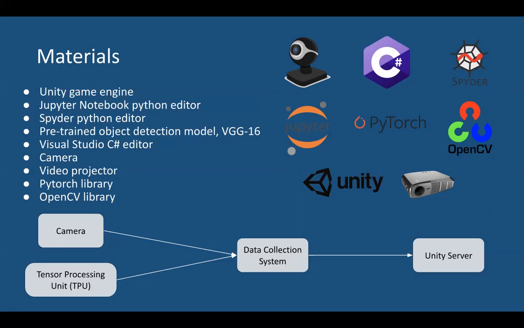For the camera, it will view the object, virtual scene, and the child. Then the TPU uses a pre-trained neural network to determine the type of object, which will then go to the data collection system where it will determine the location and type of physical object that the child is holding. Then it returns the bounding box and object classification, which will finally go to the Unity server, which will create the virtual environment and react to the physical object.